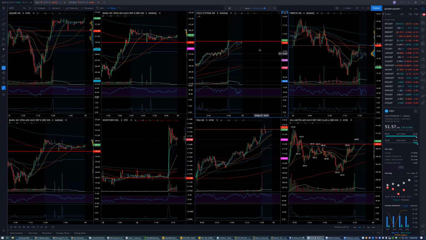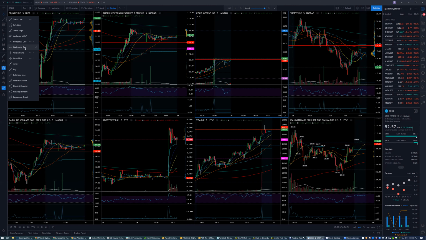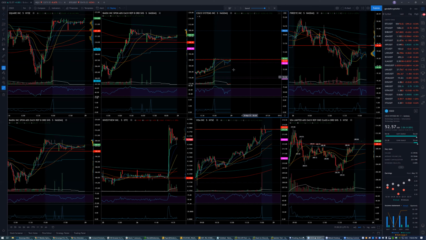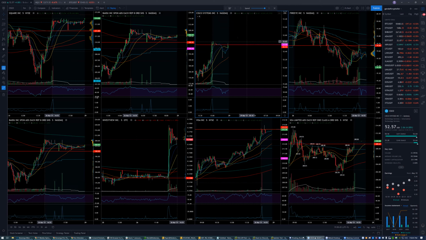On Monday, what are we going to look for? We're going to see where it opens. I assume it's going to open somewhere up here. And what we're probably going to do is mark out this previous close, which is right here. And on Monday, when it comes back inevitably to retest this level, that's our long entry right here.